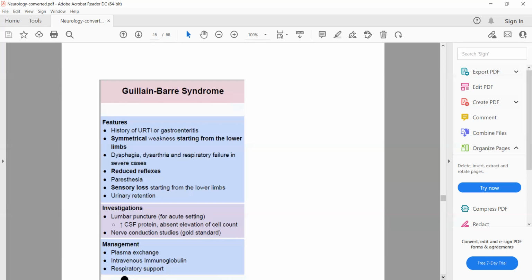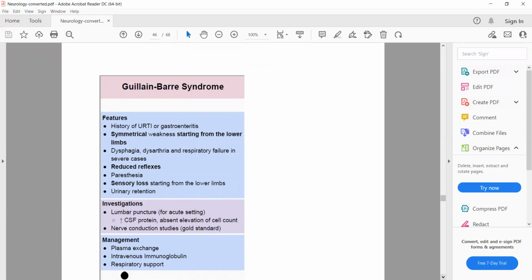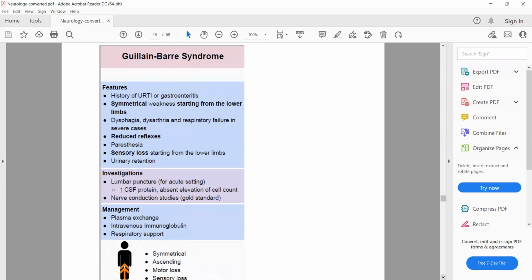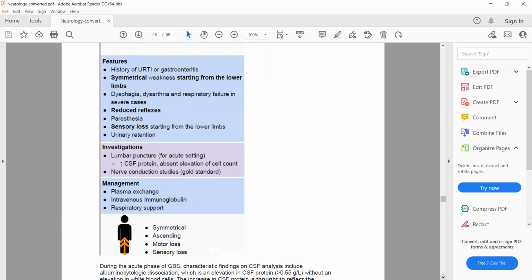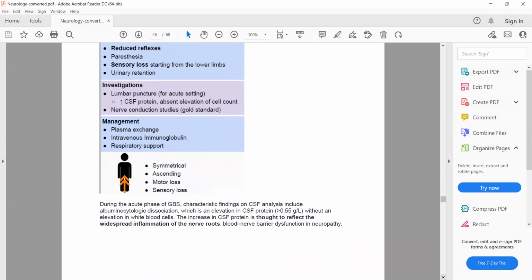Intravenous immunoglobulins can also be tried, which will bind with the antibodies and prevent them from destroying or demyelinating the nerve fibers. And the third one is if respiratory muscles are involved, then respiratory support can also be used in the treatment. A short summary of Guillain-Barre syndrome is that symmetrical ascending muscle paralysis, symmetrical ascending motor loss plus sensory loss after respiratory tract infection or gastroenteritis is most likely Guillain-Barre syndrome.